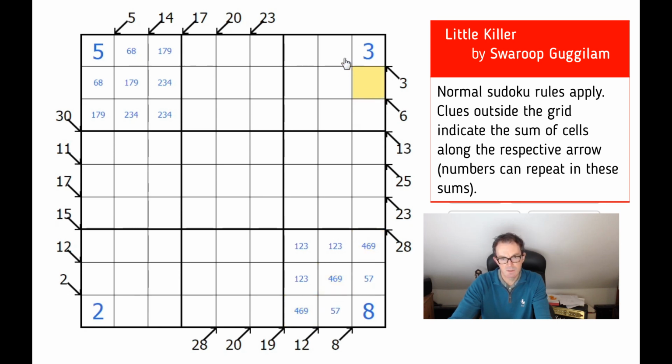And, well, I can't resolve the 6, but I can see that if I add 13, 6 and 3 together, I get 22. Now that means that these three cells, because I know that the total box adds to 45, these three cells have got to sum up to 23. So they must be 6, 8 and 9. That's the only way that will work.